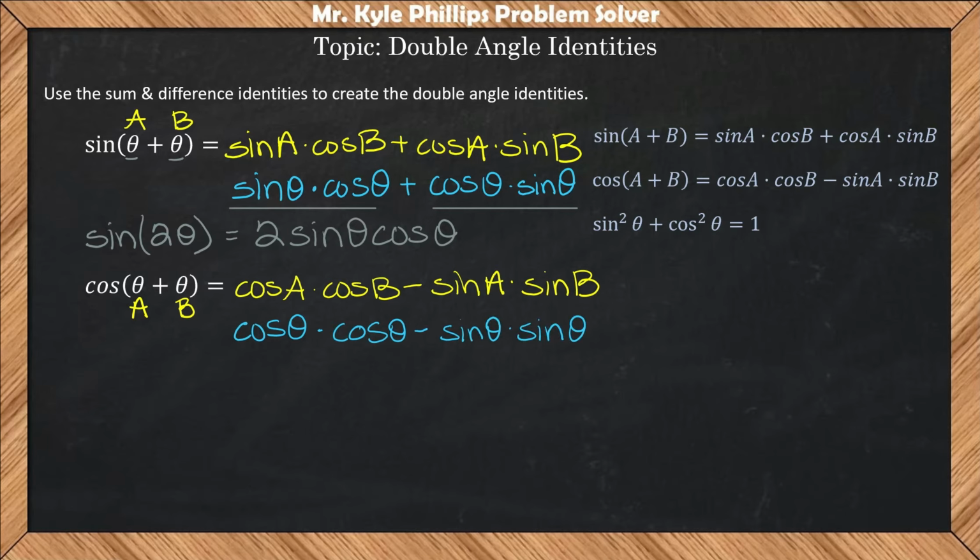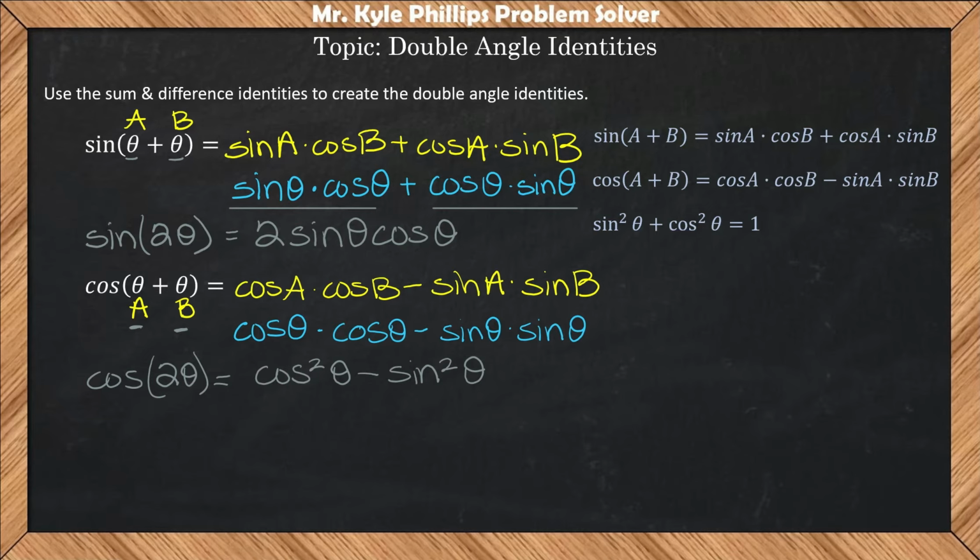Well, we know cosine theta times cosine theta is cosine squared theta, and sine theta times sine theta is sine squared theta. So here, if I said theta plus theta, that would give me cosine of 2 theta. Now, you may be noticing, what's the deal with the Pythagorean identity over here? Well, cosine squared and sine squared can each be rewritten if I were to change the Pythagorean identity here.